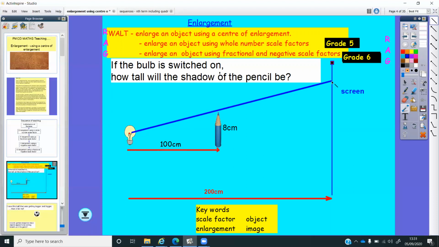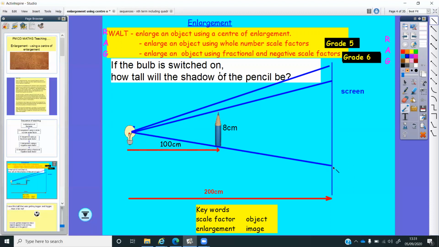That one will reach the screen, won't it? And so will all these. All of these light rays here will reach the screen. This one here. This one here. Okay, so what's happening in this space here? Well, we know that it's going to be a shadow, but how tall will that shadow be?